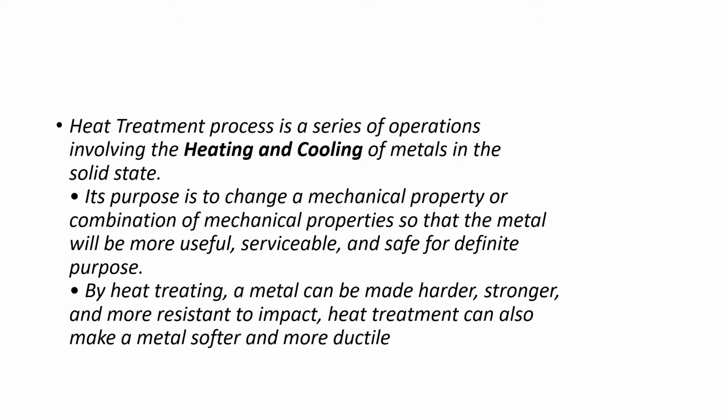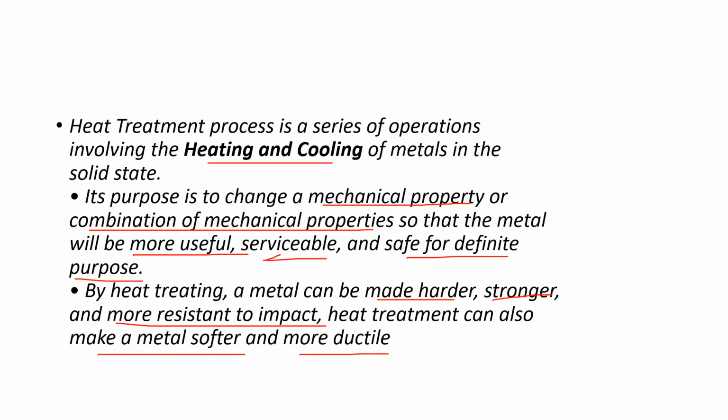Heat treatment process is a series of operations involving the heating and cooling of metals in a solid state. Its purpose is to change the mechanical property or combination of mechanical properties so that the metal can be more useful, serviceable, and safe for a definite purpose. By heat treating, a metal can be made harder, stronger, and more resistant to impact. Heat treatment can also make a metal softer and more ductile.